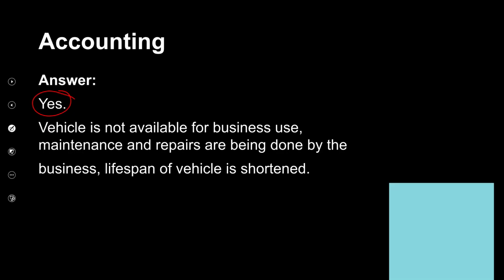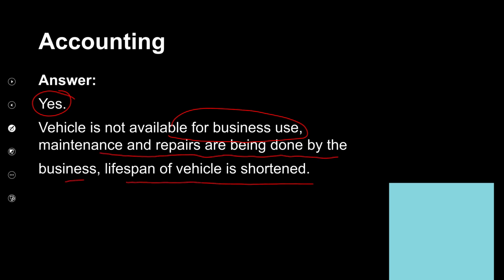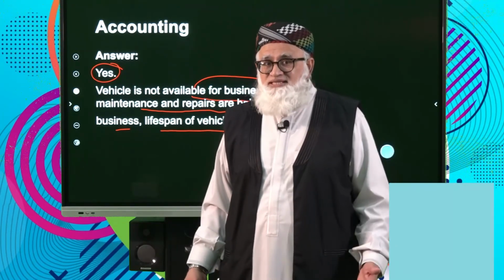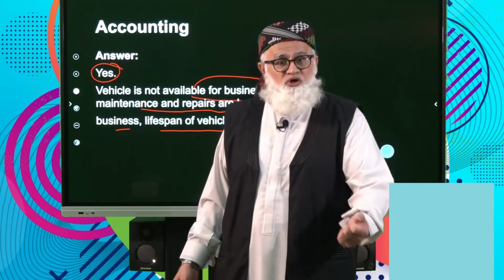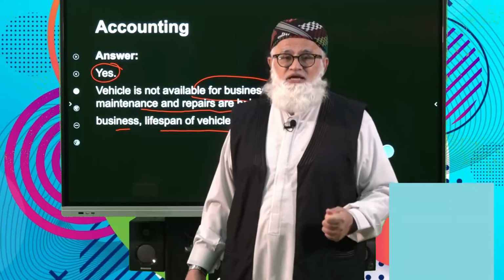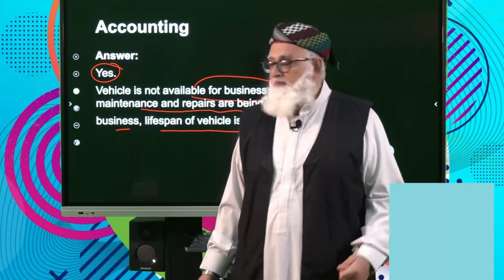The vehicles may not be available for business use. Maintenance and repairs are being done by the business. The lifespan of the vehicle is shortened. The vehicles were bought for business use, not for personal use. Clearly, there is abuse of the assets of a business. Clearly, it brings us to ethical considerations, the integrity of the people that are working for our company.